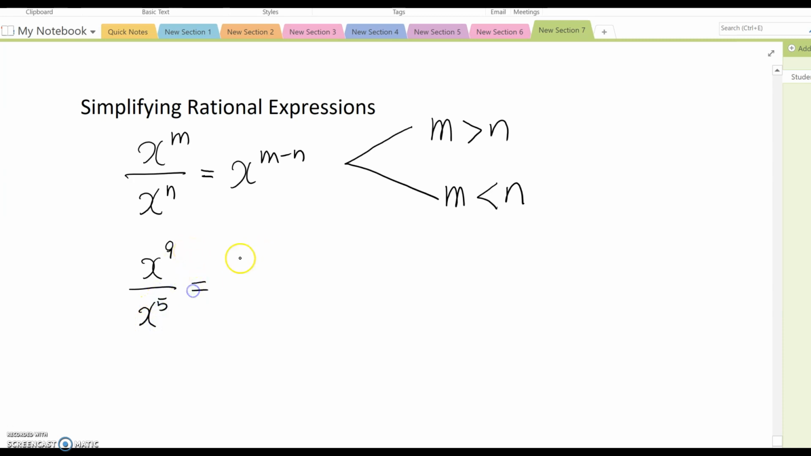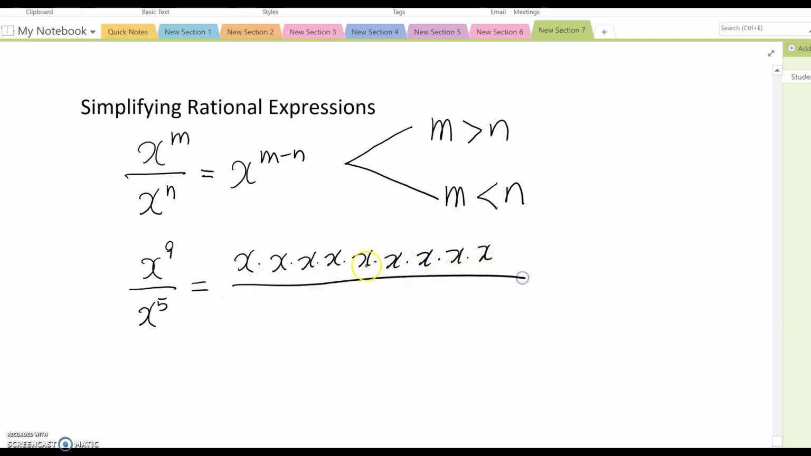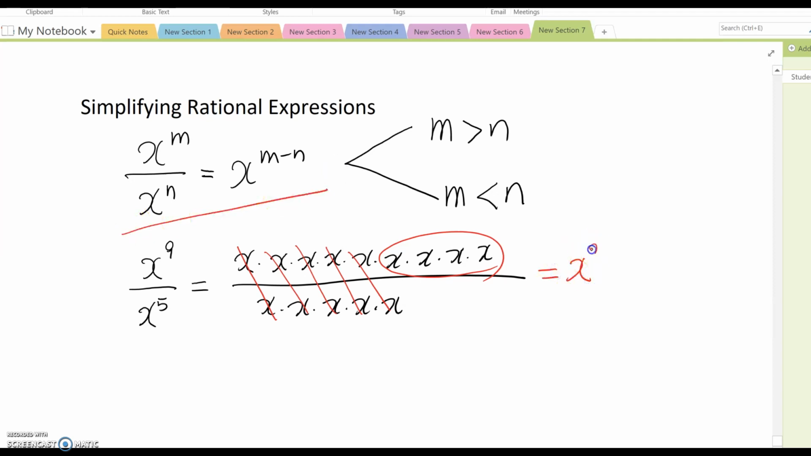Technically this means 9 x's over the 5 x's. Because it is division, you can cancel them out. So the leftover will be 4. So simply applying this property, it becomes x to the 9 minus 5, so x to the 4th power. That should be the answer.